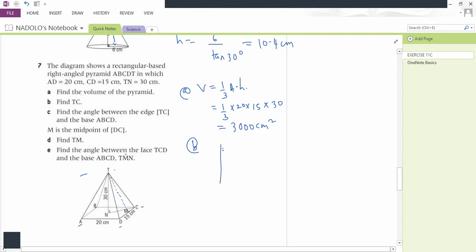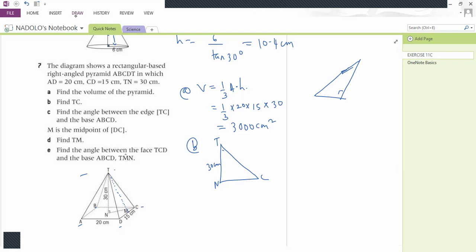So I'll draw this triangle. So this is T, this is N, and this is C. So we want TC, this is 30 centimeters. We want TC, but we can really get NC. How do we get NC? NC is the, what do we call? The diagonal of that base, which is rectangular in nature, and it is 90 degrees.